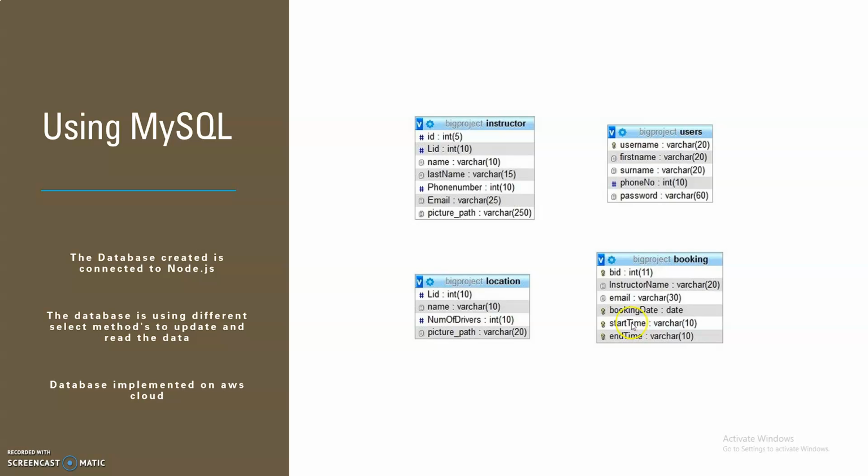And the booking name, booking date, start time and end time are all constraints of duplicate keys, so I'll get to that when we're in the project, doing the demo.